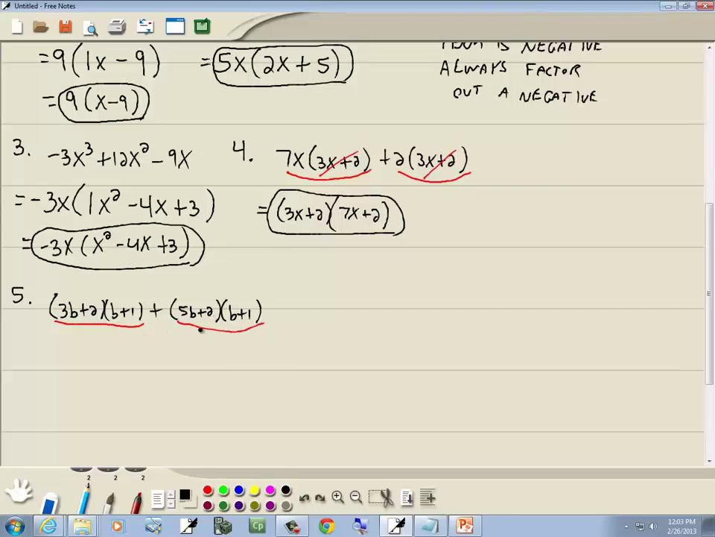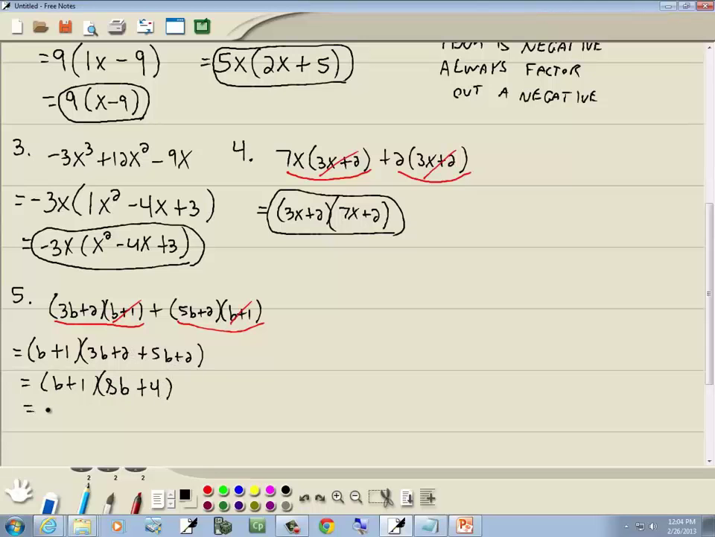So if I look at what I have put lines under and look for what they have in common, they both have a b plus 1. So I'll factor a b plus 1 out in front. Now to see what goes in your second set of parentheses, you can cross out the b plus 1s here. So cross those out, and we're left with 3b plus 2 plus 5b plus 2, and then combine like terms. No matter where you are in math, you should always do that. 3b plus 5b is 8b. 2 plus 2 is 4.